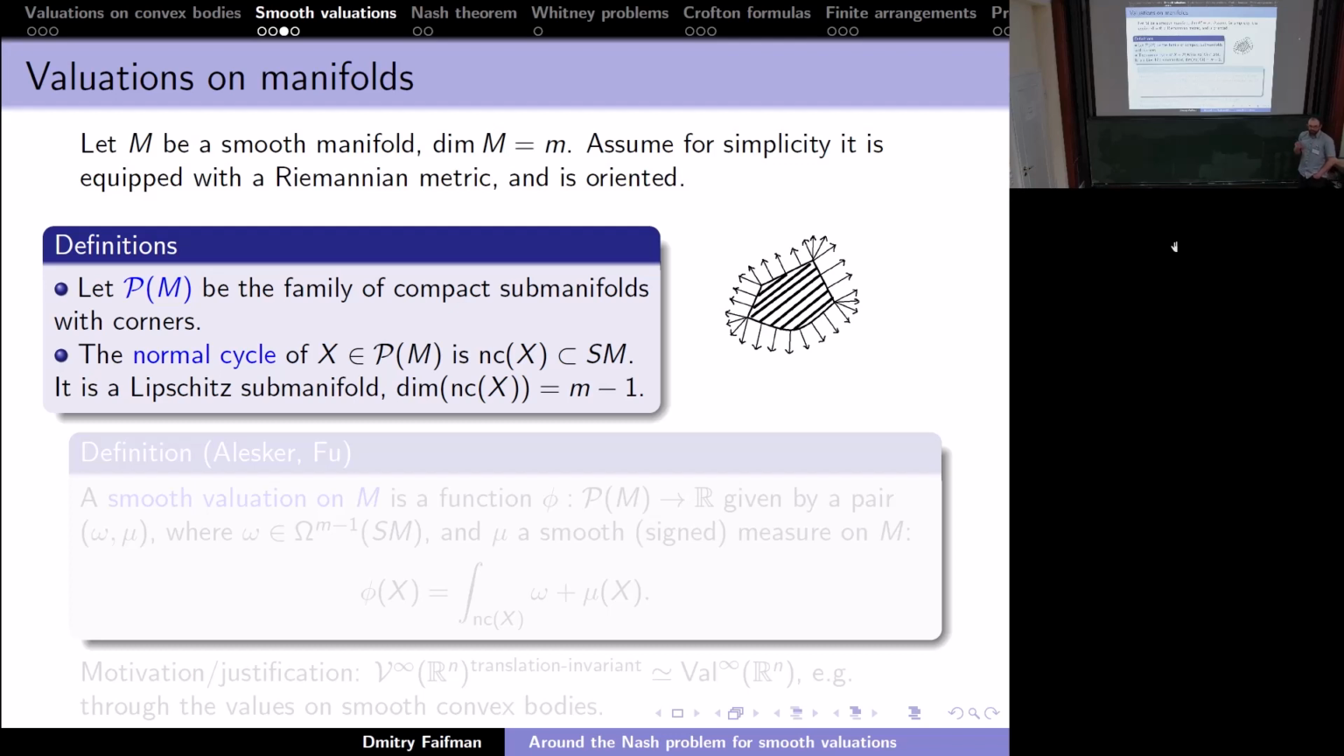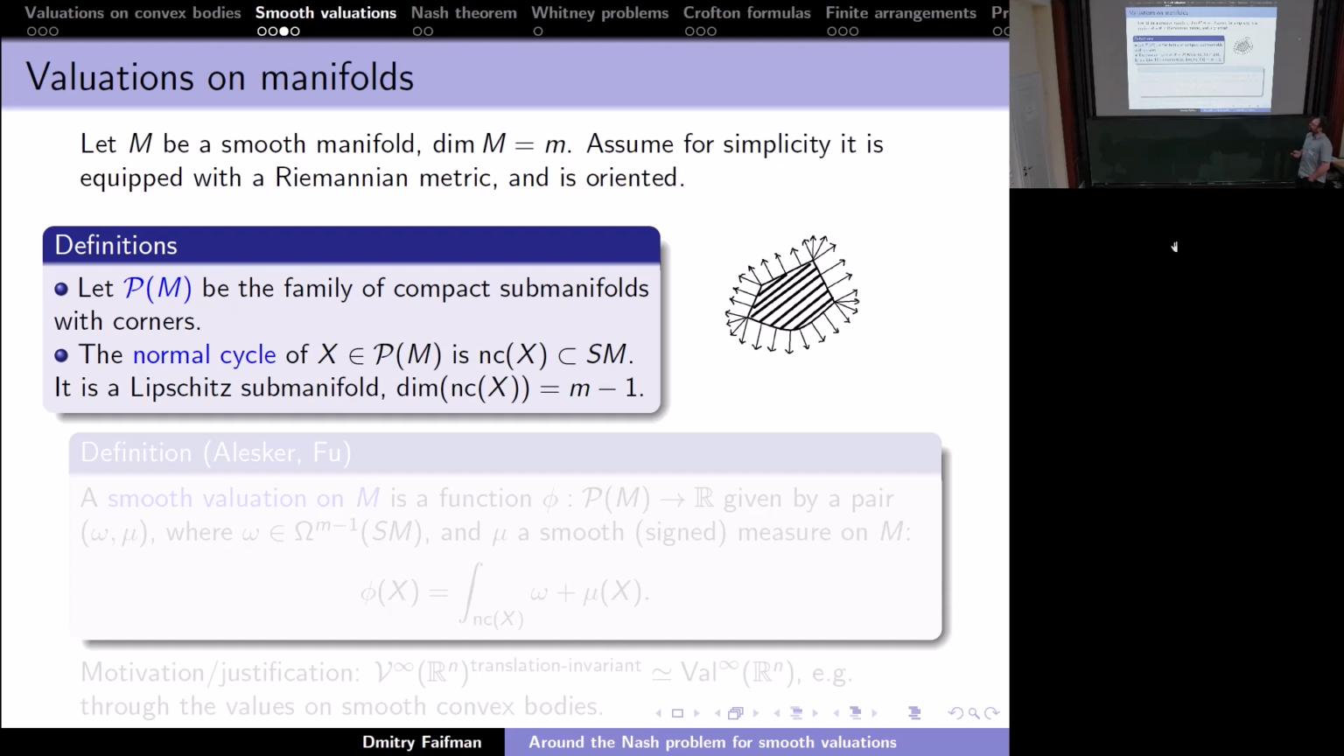That's not the only choice you can make, but the choice doesn't really matter. What's important is that those sets have a normal cycle. What is a normal cycle? This is the normal cycle of X, a subset of the sphere bundle. On the picture, it looks like so. You just take all the unit vectors that point out of your set at an angle of 90 degrees at the smooth points, or the normal cone, the union of the normal cones to your set.